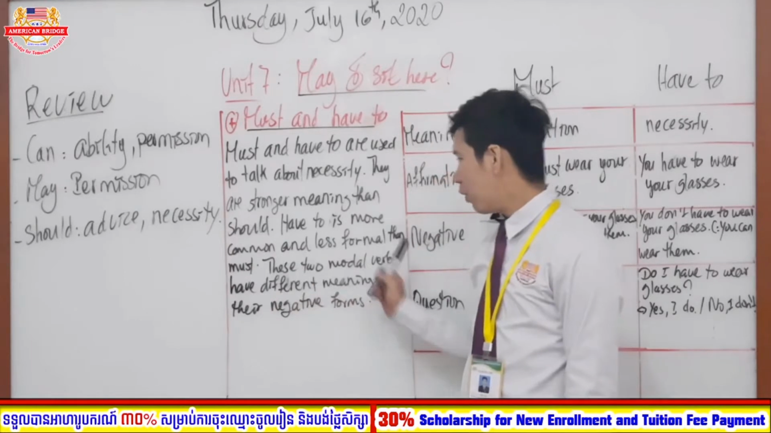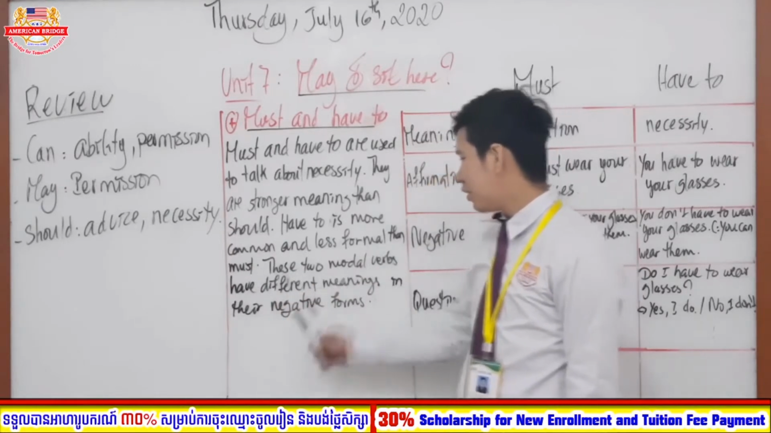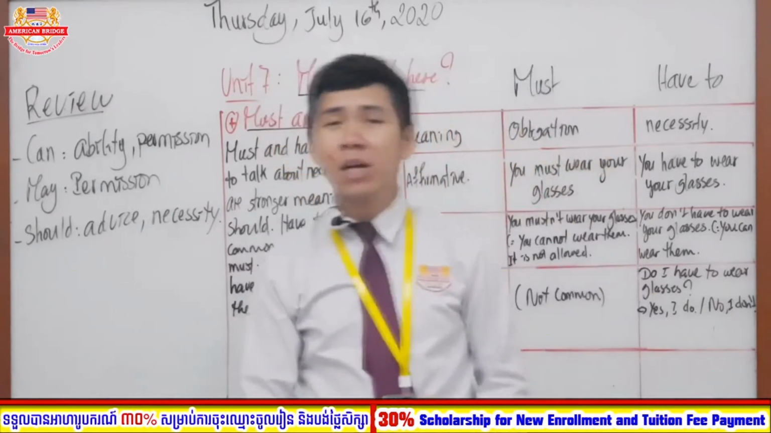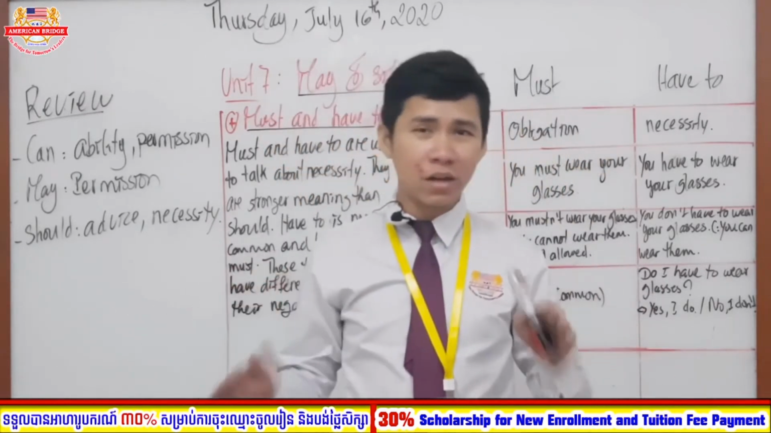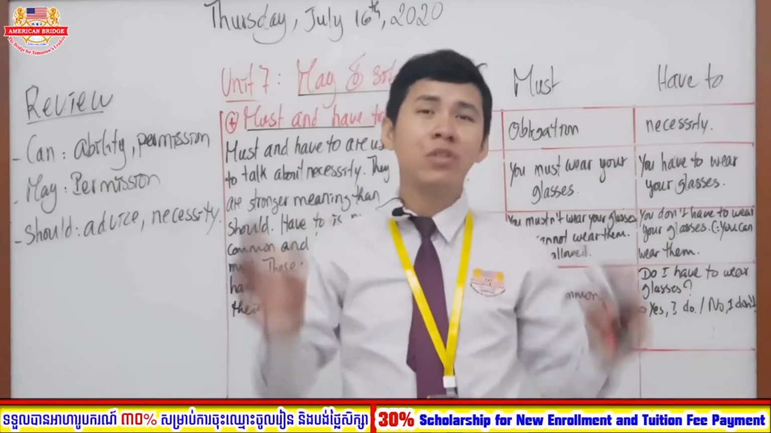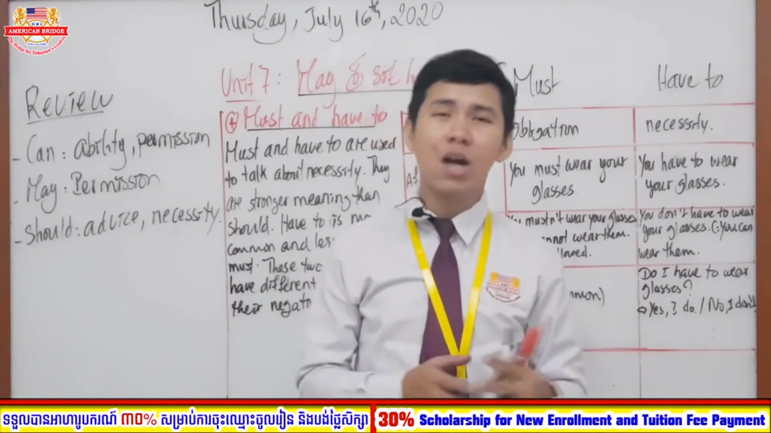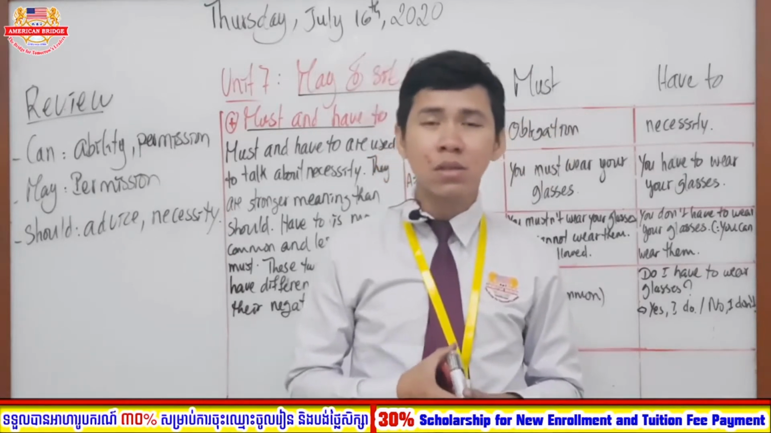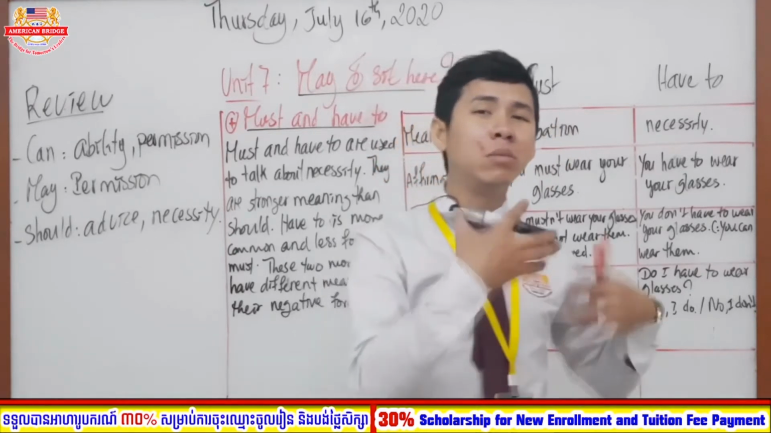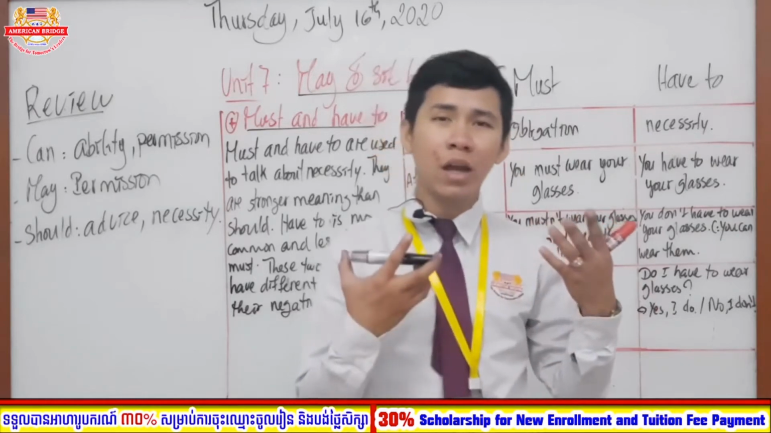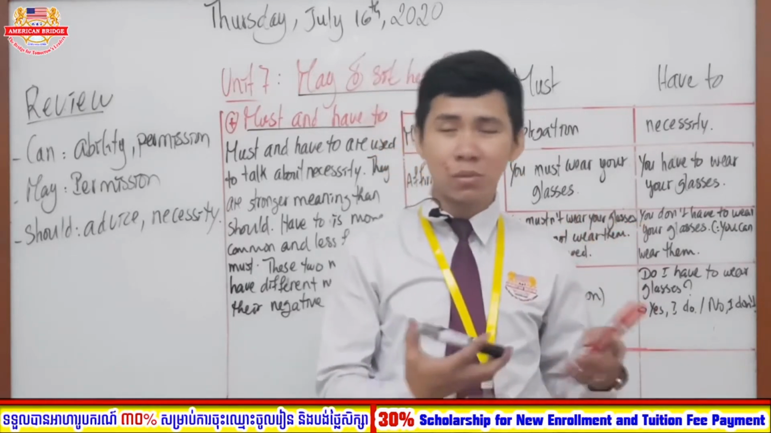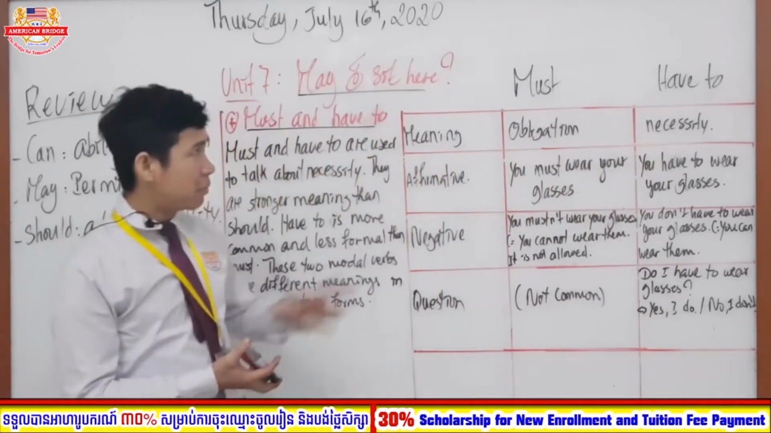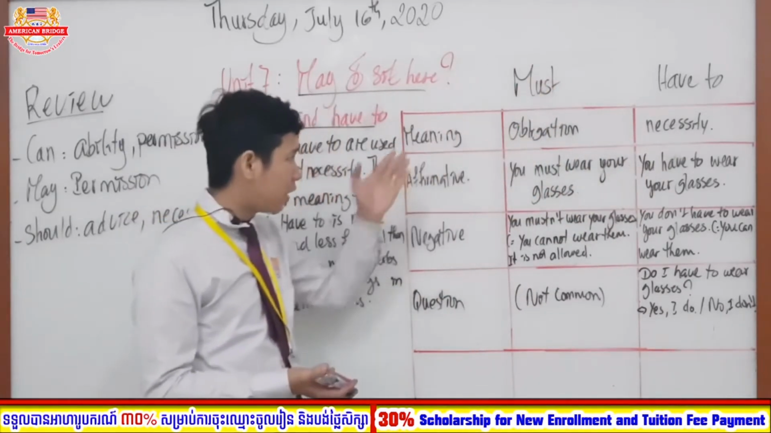These two modal verbs have different meanings in their negative forms. In positive form, their meanings are not far different from each other. However, the one thing that is different is the negative sentence. The negative statement focuses on the wrong action when we use must and have to.